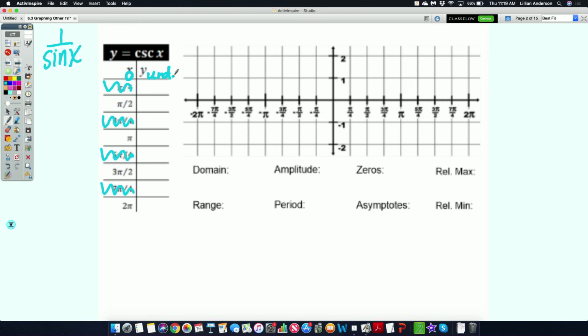What was the sine of pi over 2? 1. What's 1 over 1? 1. Pi. What's the sine of pi? 0. 1 over 0 is? Undefined. And again, we're going to have another asymptote. What was the sine of 3 pi over 2? So 1 over negative 1 is? Negative 1. And last but not least, 2 pi. What was the sine of 2 pi? 0. 1 over 0 is? Undefined. So, you're going to end up having asymptotes here on the graph of cosecant.